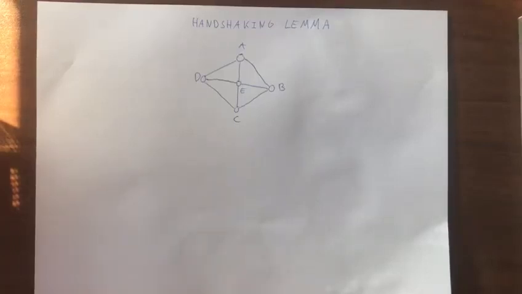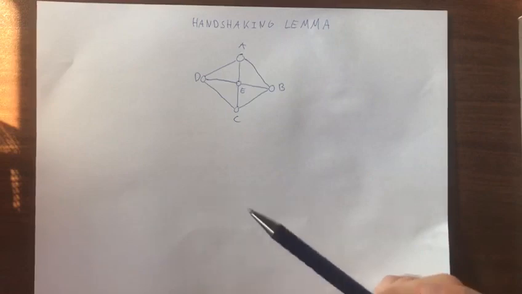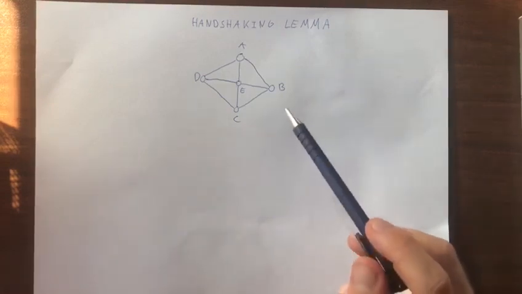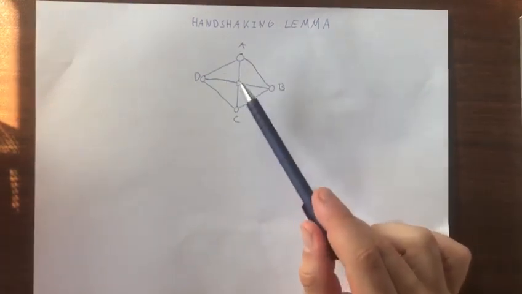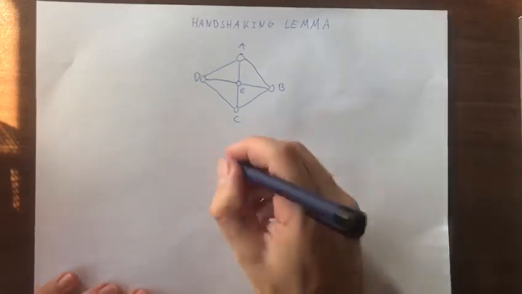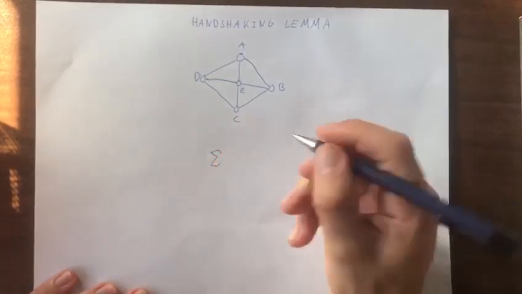Suppose we have the following graph and we want to find a formula which tells us how many edges a graph has based on only knowing the amount of degrees each vertex of the graph has. So what we can do is take the sum of all the degrees of the vertices of this graph, which we would note like this.